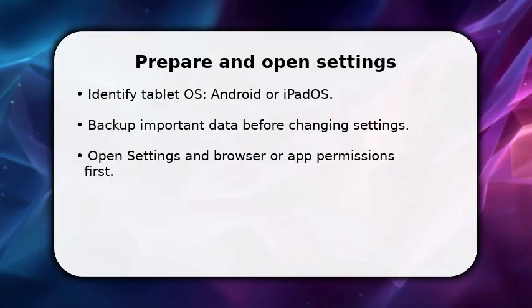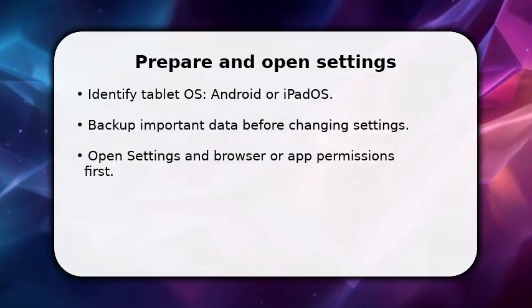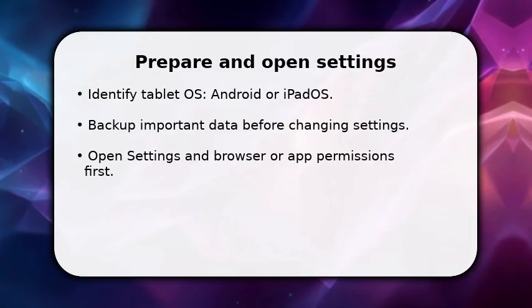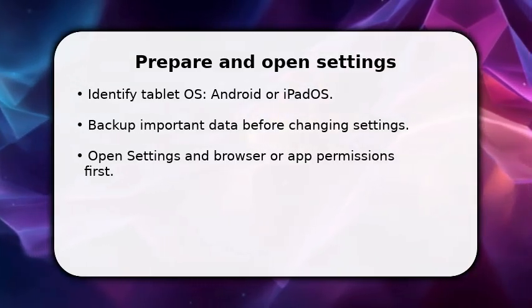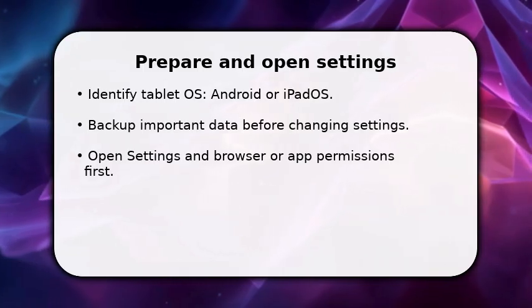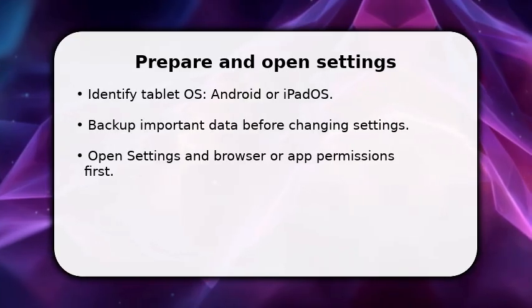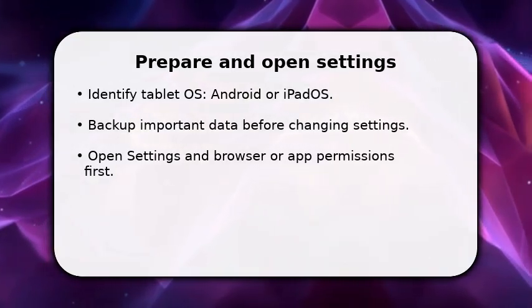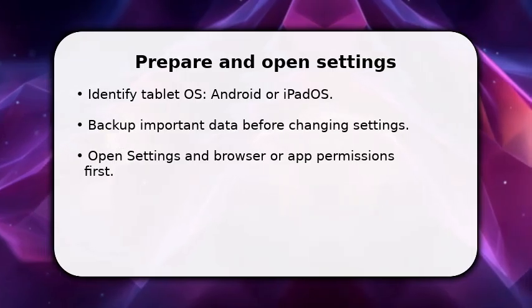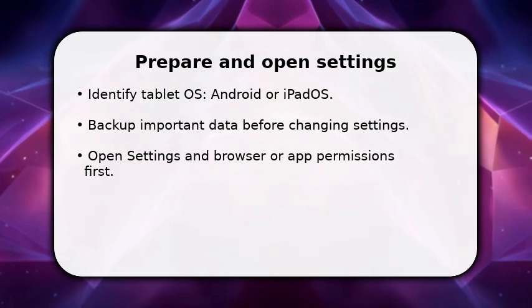You start by confirming whether your device runs Android or iPad OS because steps differ. Once done, back up anything critical, then open Settings. Next, locate Browser Settings or Apps and Permissions. This is where pop-ups originate. You'll disable pop-ups and clear recent browser data, so make sure you have saved passwords or bookmarks synced. If you use a third-party browser, open that app settings now. This first step puts you in the right place to act quickly and safely.